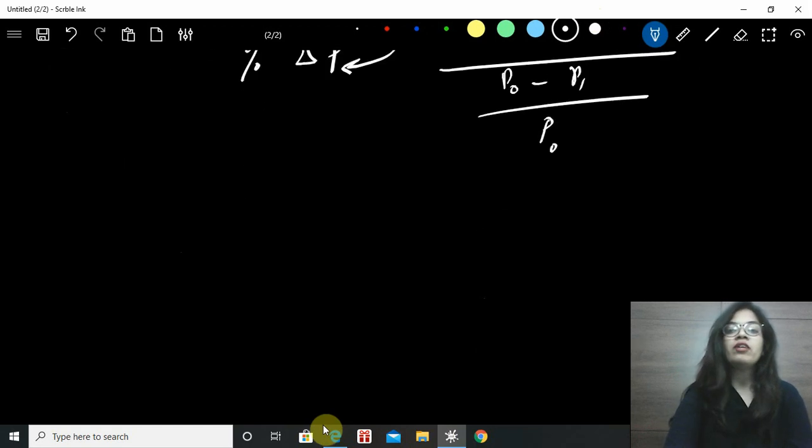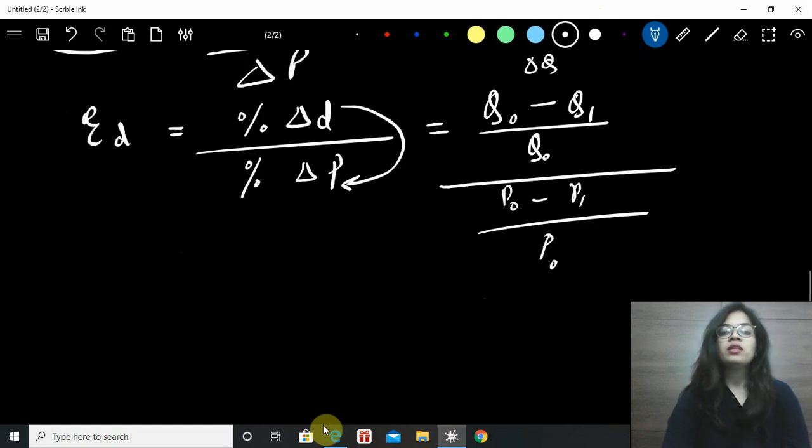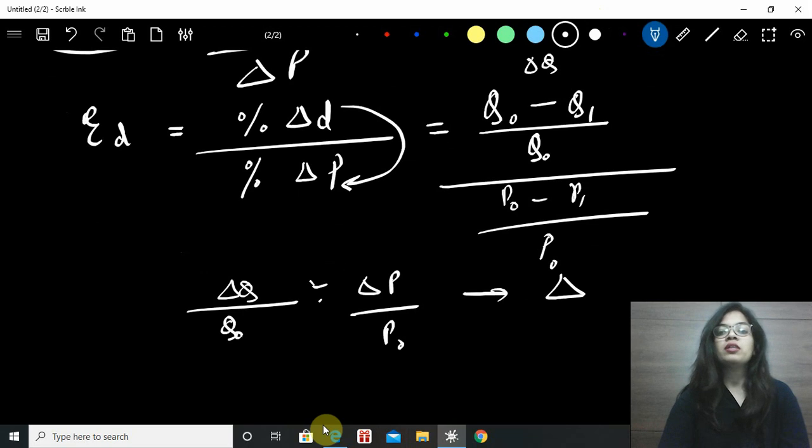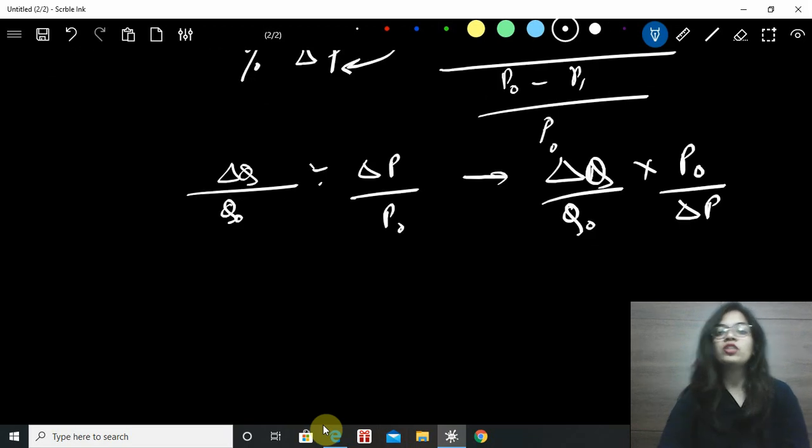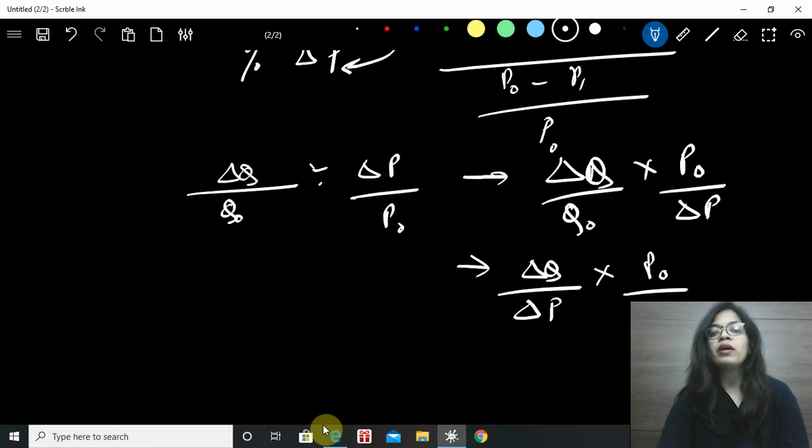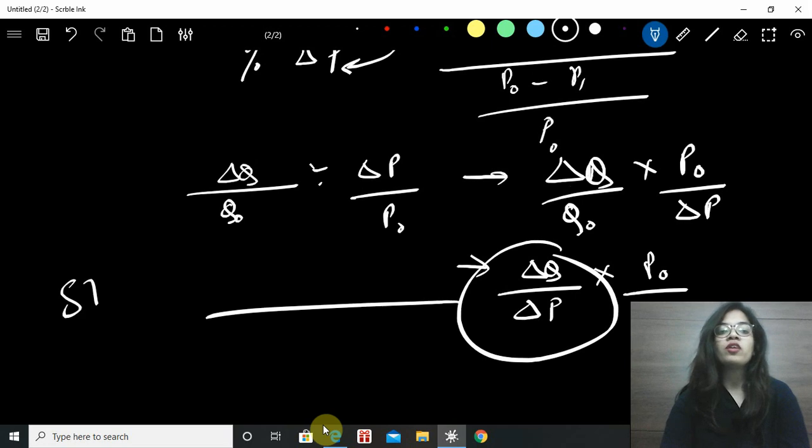Now if I again rewrite this, this becomes delta Q by Q0 divided by delta P by P0. Cross multiplying it, delta Q by Q0 into P0 by delta P. Again we should rearrange this to have delta Q by delta P into P0 by Q0. Now this is the slope of a demand graph.